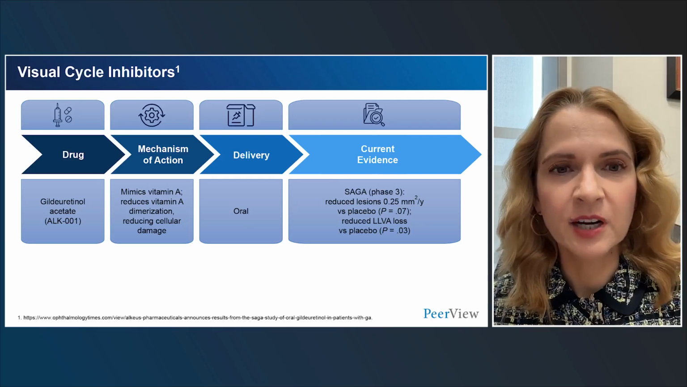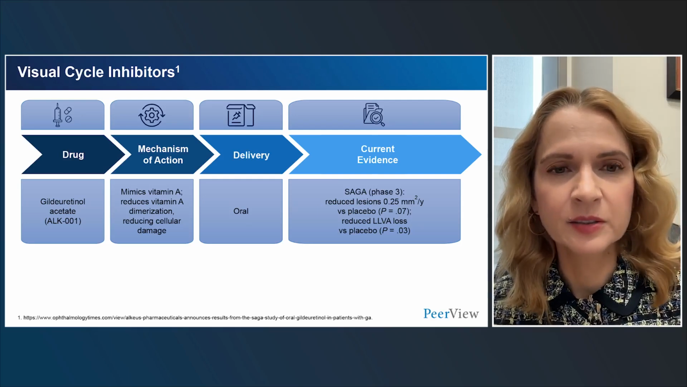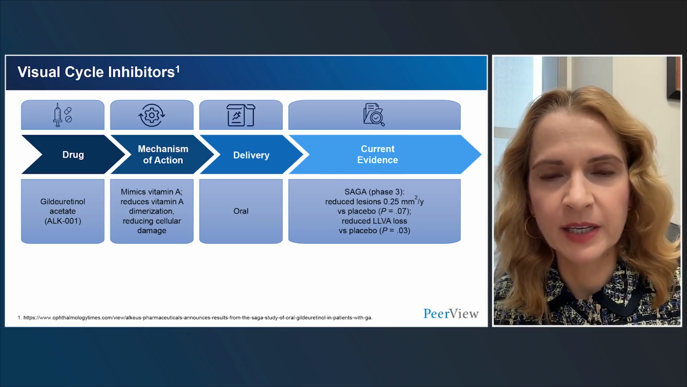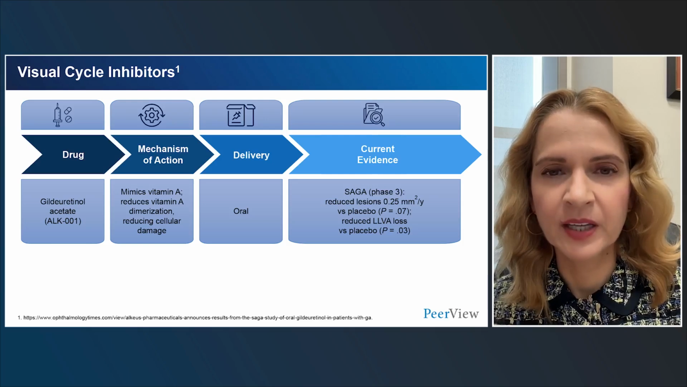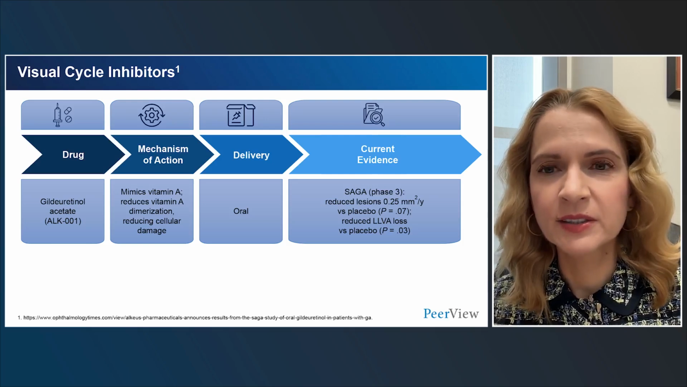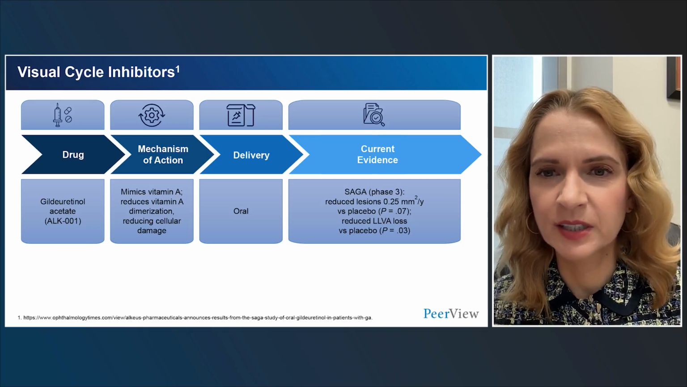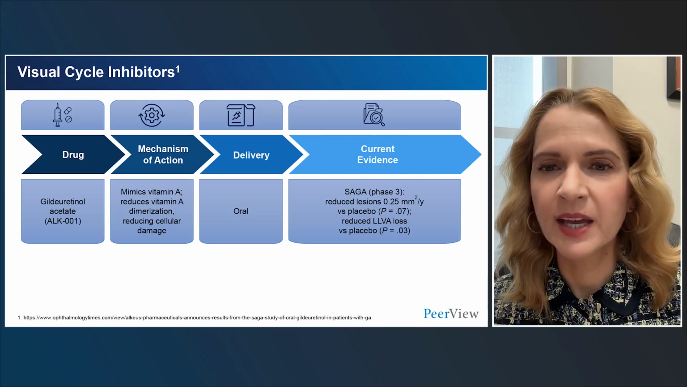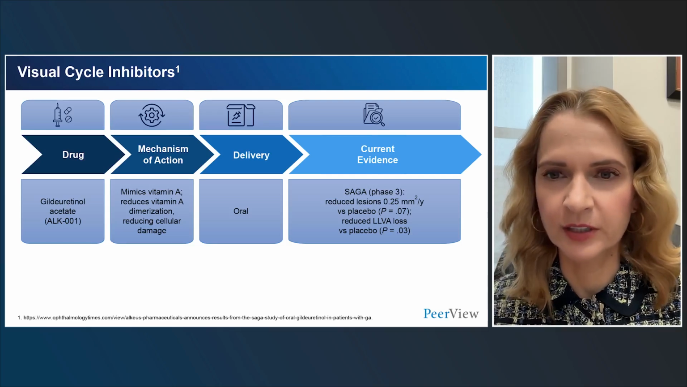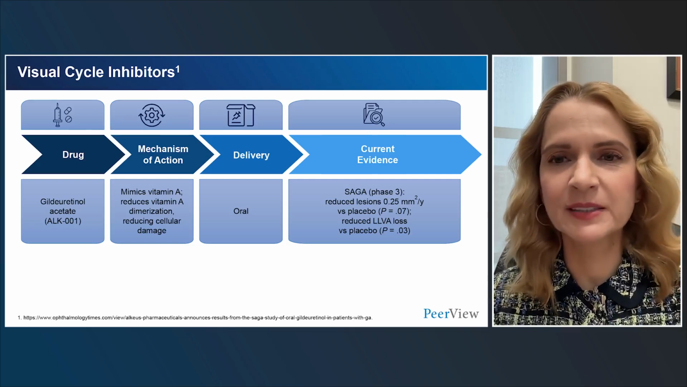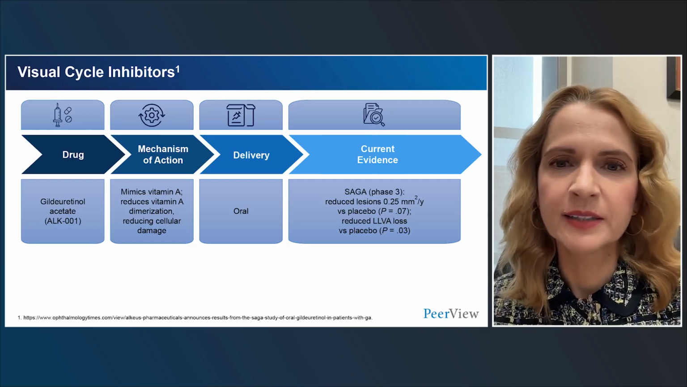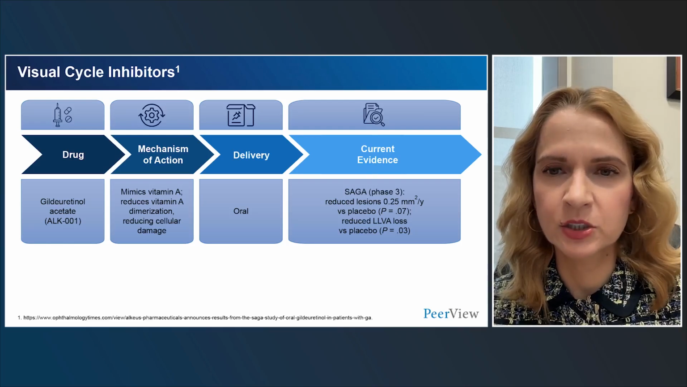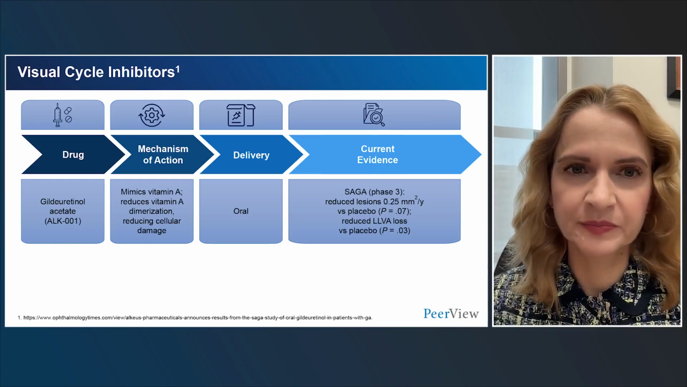Visual cycle inhibitors are also being investigated. ALK001 is a mimicker of vitamin A by reducing vitamin A dimerization and cellular damage. It's administered orally. The current evidence was based on the SAGA phase 3 study, which showed the reduction in geographic atrophy lesions versus placebo and reduction in low luminance visual acuity loss. The current evidence is based on the phase 3 SAGA trial that demonstrated reduction in GA lesions and reduction in low luminance visual acuity loss versus placebo.